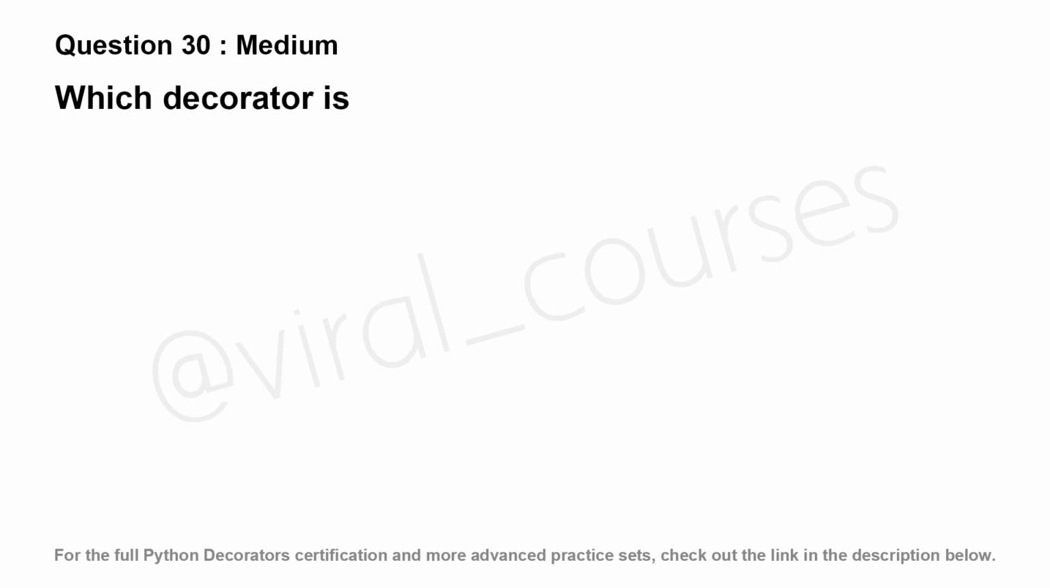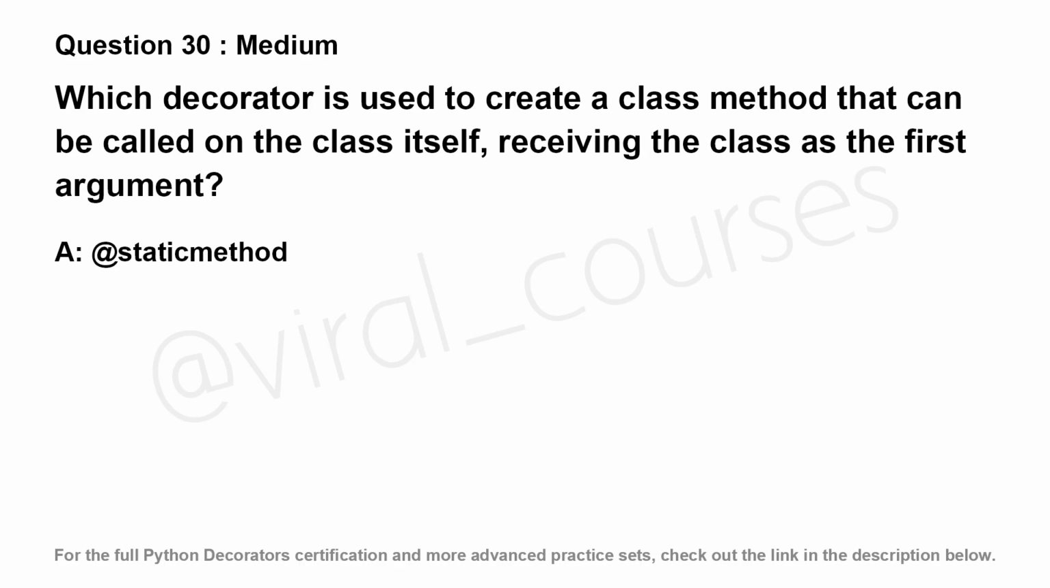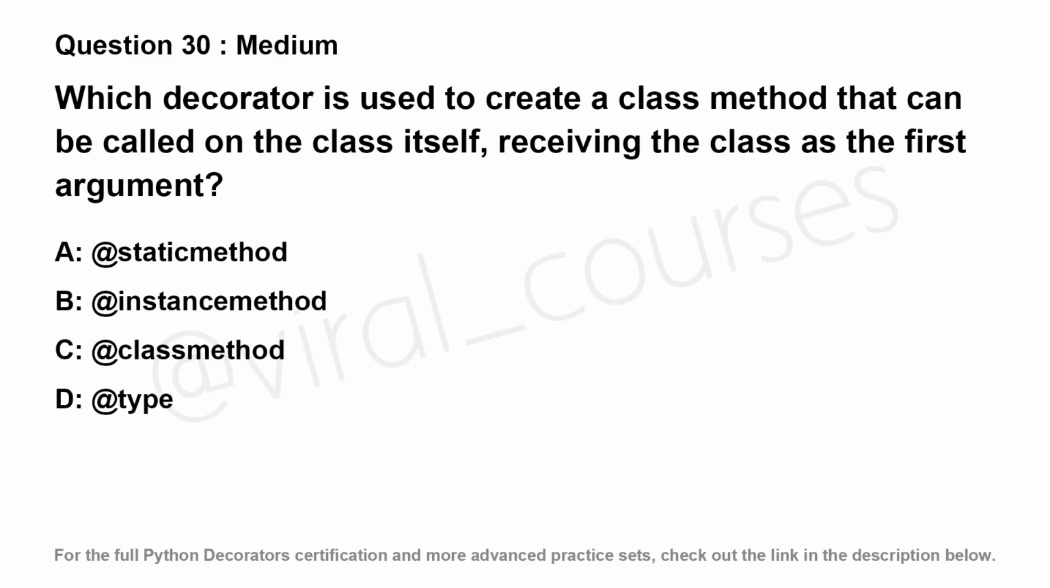Which decorator is used to create a class method that can be called on the class itself, receiving the class as the first argument? Option A, @staticmethod. Option B, @instancemethod. Option C, @classmethod. Option D, @type.